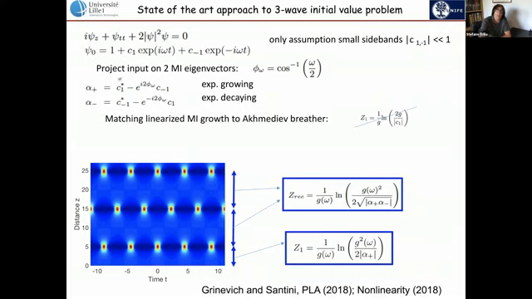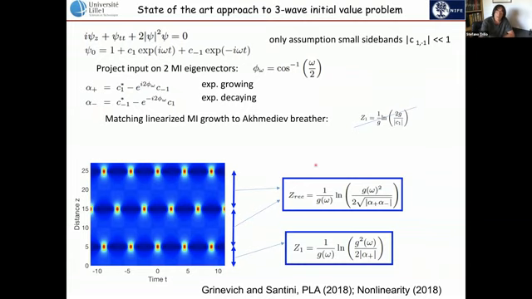Then you can say, okay, in the modulation instability, I have two things. One is growing: this is a growing eigenvector, and I call it alpha plus. But there is also a decaying eigenvector, which I call alpha minus. And so you have to project your input, and this C1 and C minus 1 are complex numbers. So you project your input into these two quantities. And so one is growing, the other is decaying. And usually people completely neglect the decaying stuff.